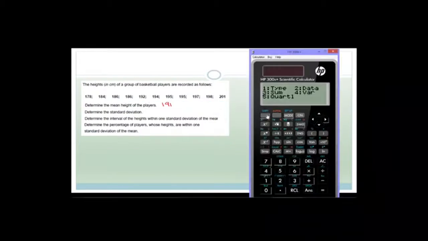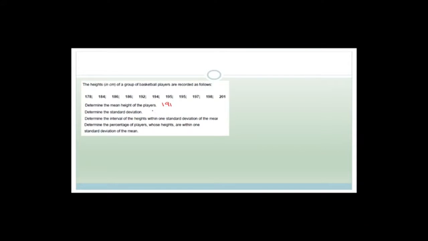Okay, now what we're going to do is we're going to look for the standard deviation. So we go shift 1 again. Oh dear. We go yes, and then we go 4 again for one variable. This delta sigma x is the standard deviation. So we're going to press 3. And we're going to press equals, and we get 6.69, which rounds off to 7. So that's 7.